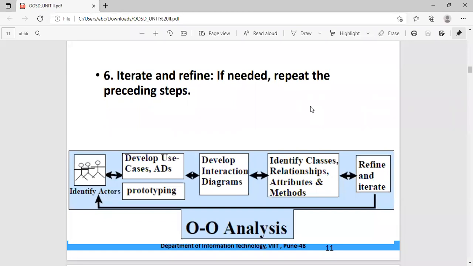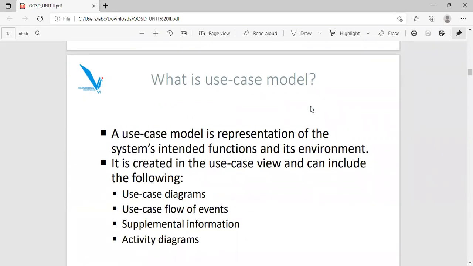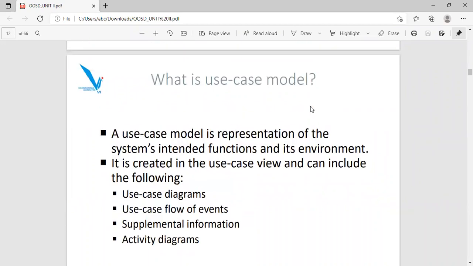Up to this part I can perform the object-oriented analysis, and this is the most important part of our second unit. In this part, we have to understand the use case model. This is unit number 2, where we have to understand the functionality of my system with the help of the functional model. In that we have to identify and write out the use cases for that system. So basically the use case model is a representation of the system's intended functions and its environment.